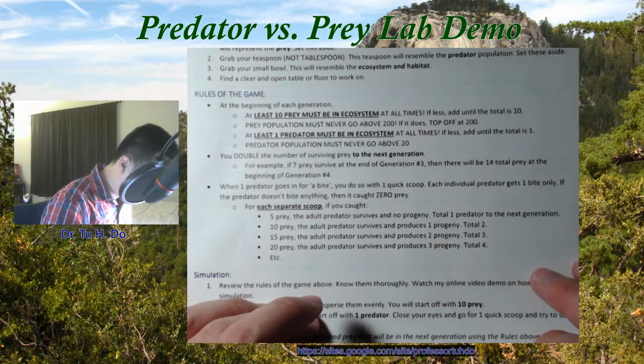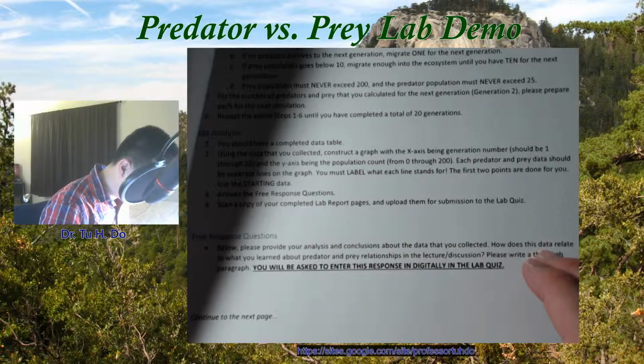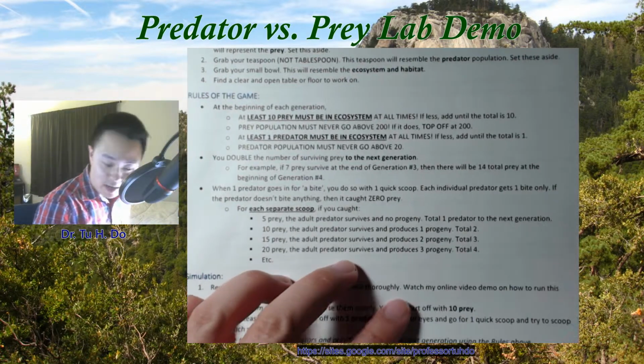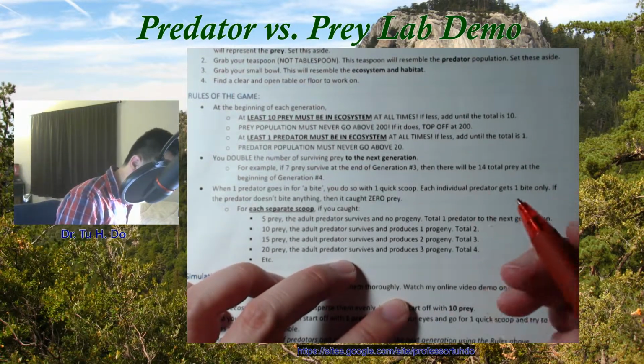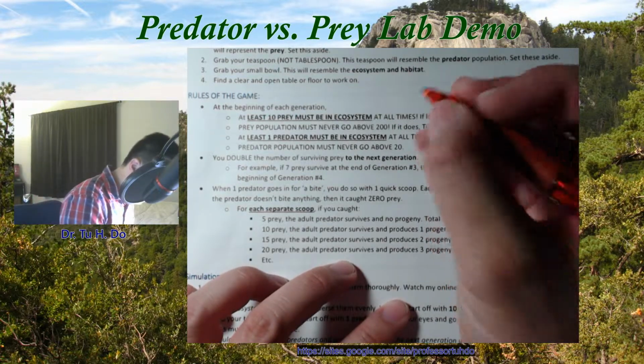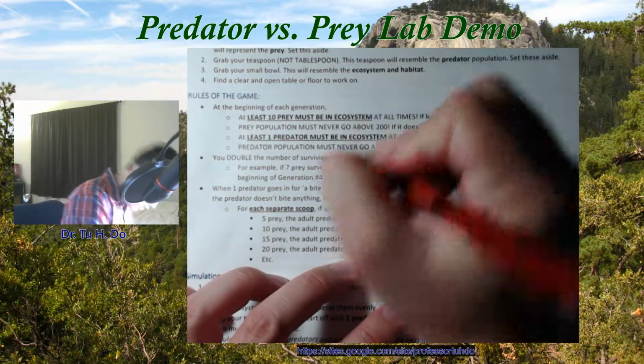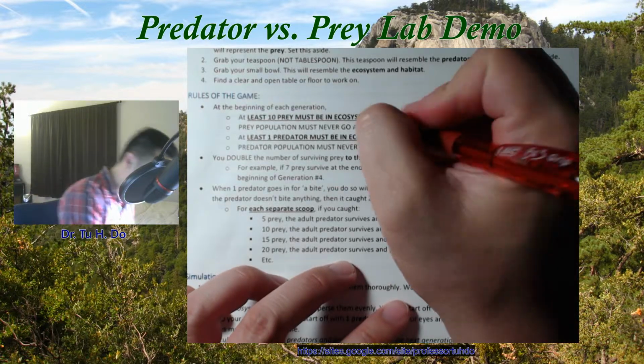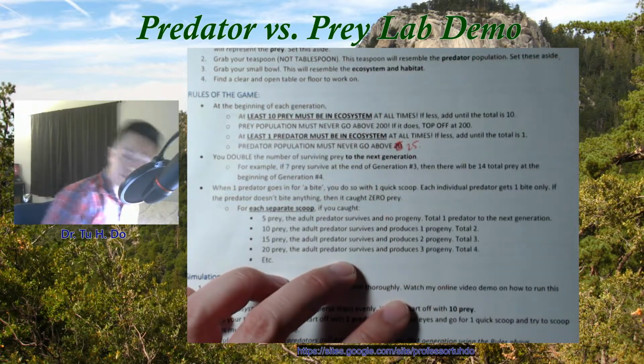In this example, 20. I'm sorry, 25. I think the lab manual is going to say 25. So again, check your lab manual. For my lab, I'm going to pick 25. So I'm going to change that to 25. Okay, 25. All right.